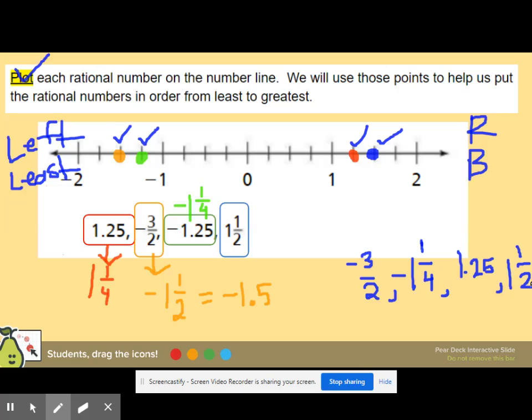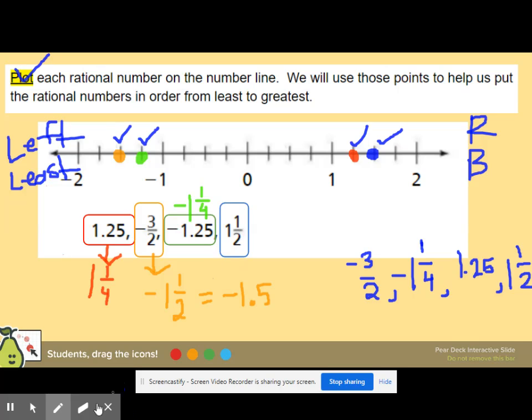So whenever you're asked to put rational numbers in order from least to greatest, what you can do is you can put them on a number line. And once you have their dots on a number line, the dots go in order from least to greatest. And then you can just write down the corresponding numbers that went with each dot. Now, I'm not going to lie, this kind of takes a while. You have to have a number line, you have to understand the tick marks.